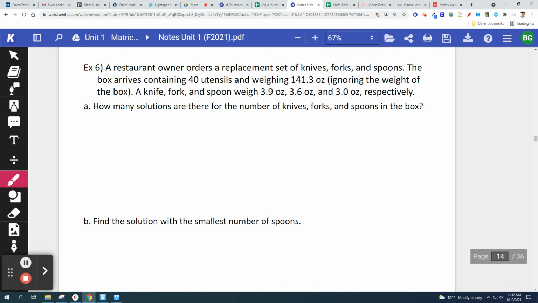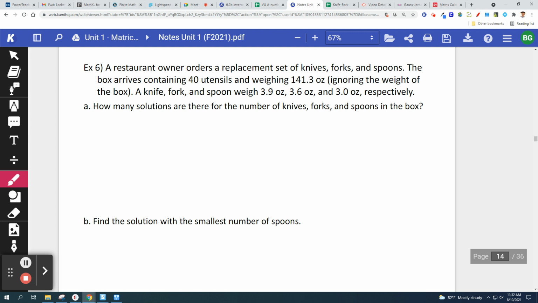Number 6, a restaurant owner orders a replacement set of knives, forks, and spoons. The box arrives containing 40 utensils and weighing 141.3 ounces. A knife, fork, and spoon weigh 3.9, 3.6, and 3 ounces respectively. How many solutions are there for the number of knives, forks, and spoons in the box?